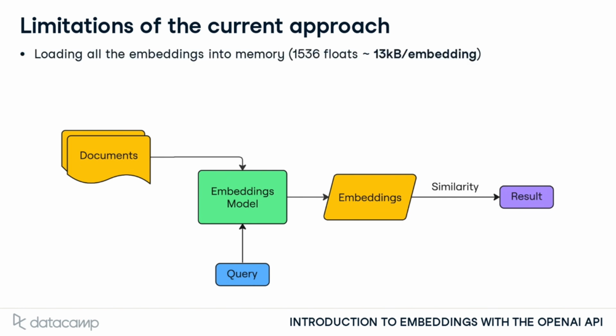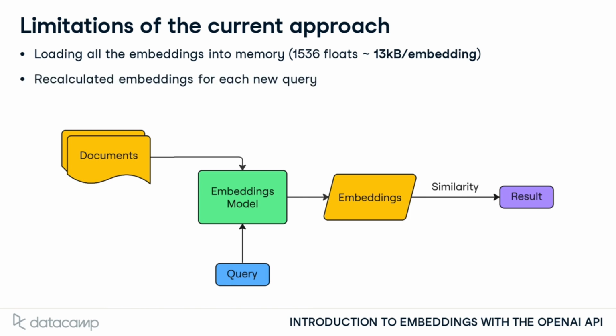Because each embedding contains 1,536 float values, this results in around 13 kilobytes of data for each embedding, which becomes impractical to load for hundreds, thousands, or millions of embeddings.